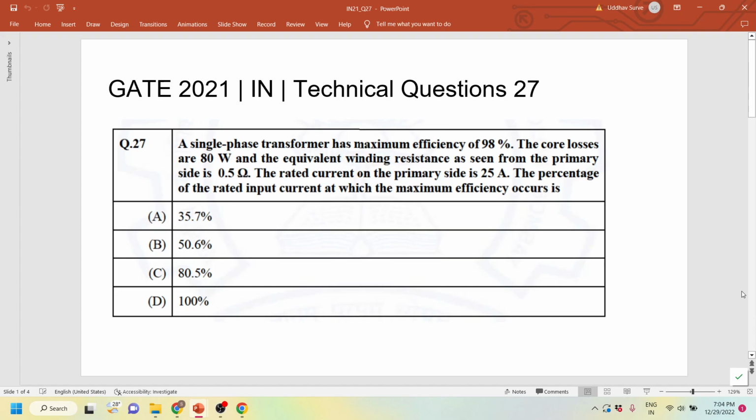A single phase transformer has a maximum efficiency of 98%. The core loss is 80 watts and the equivalent winding resistance as seen from the primary side is 0.5 ohms. The rated current on the primary side is 25 amperes. The percentage of the rated input current at which maximum efficiency occurs is: four options are given. The first is 35.7%, 50.6%, 80.5% or 100%.